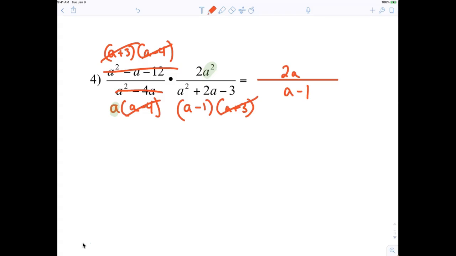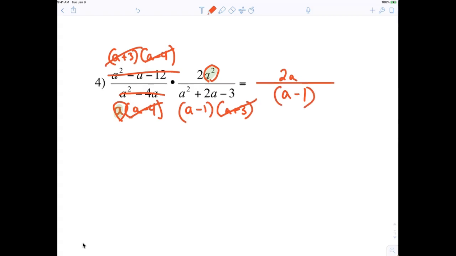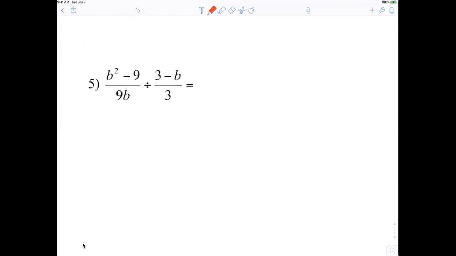Would you do a times a minus 1, so it would be a square? I don't know what you mean. So on the bottom, you have to do a times a minus 1. No, because we reduced. There's an a squared. Oh. Right? All right. Next.